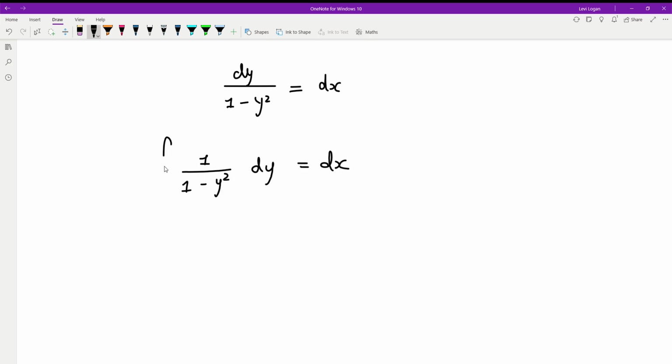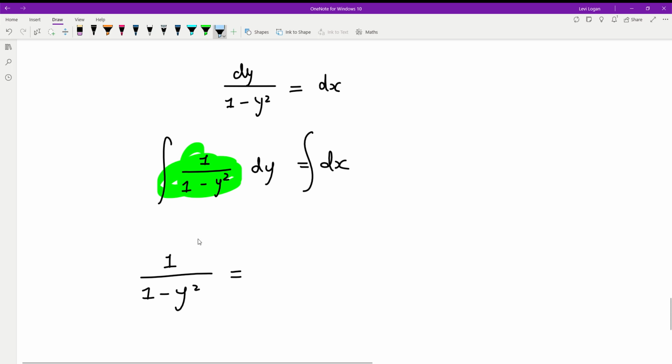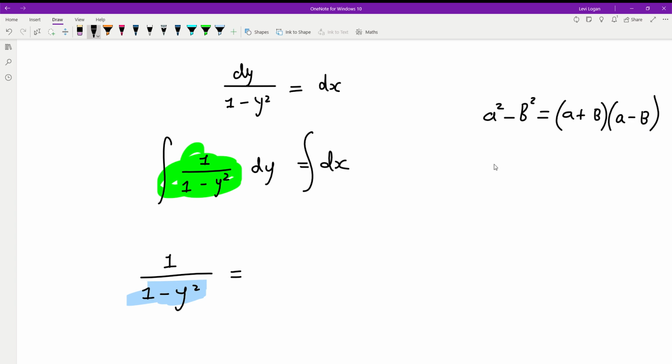Now you can still attach an integral sign, but all I want to do is look at this algebraic expression and simplify it. So 1 over 1 minus y squared, we've got to work out what this is as a difference of squares. A difference of squares is, if you have a squared minus b squared, it is a plus b multiplied by a minus b. What we have here technically is 1 squared minus y squared, so we're going to have 1 minus y multiplied by 1 plus y. Those are the two factors.